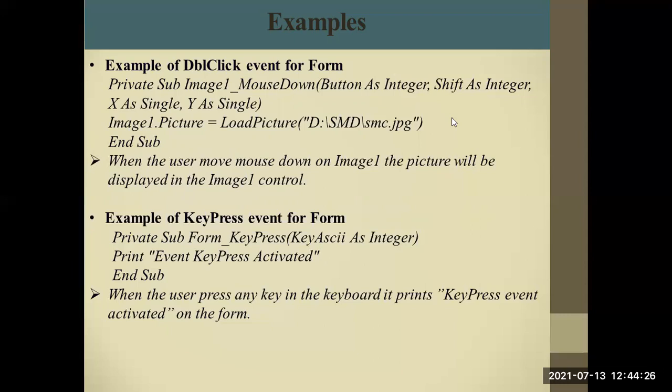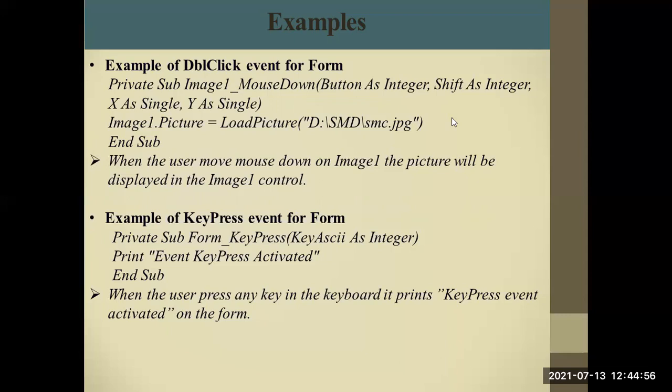When the user puts the mouse down on Image1, the picture will be displayed in the image control. So when the user moves the mouse down on the image, okay, in the previous example, what happened? If you placed the mouse on the picture, then it was displayed. But in this case, when you move the mouse down on Image1, then the picture will be displayed in the Image1 control.